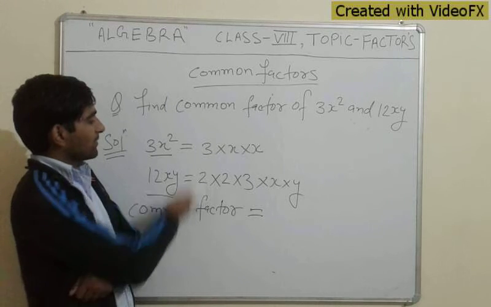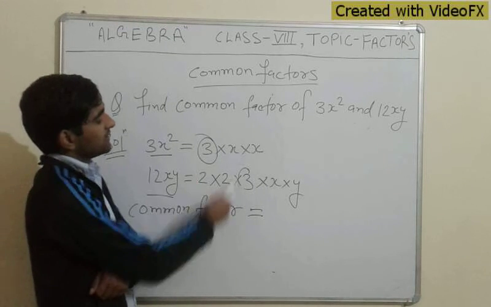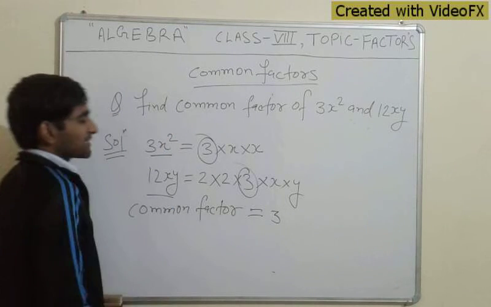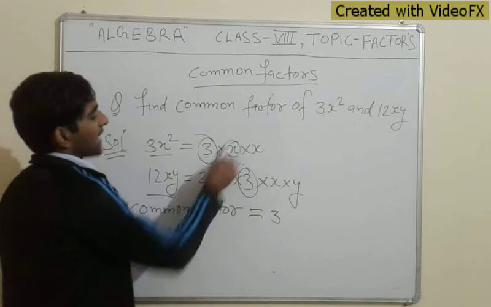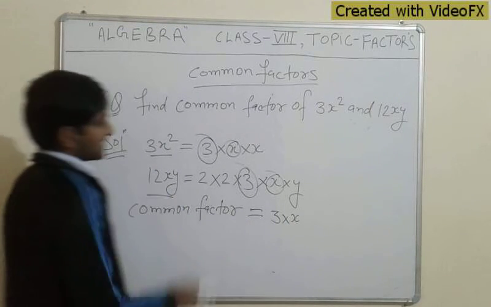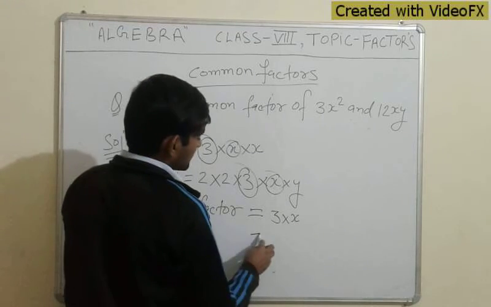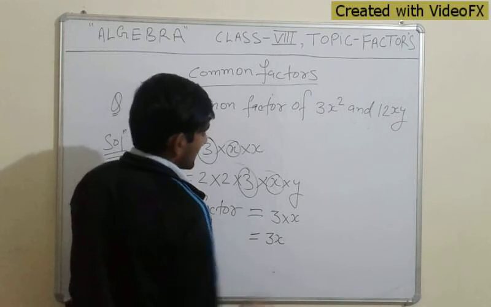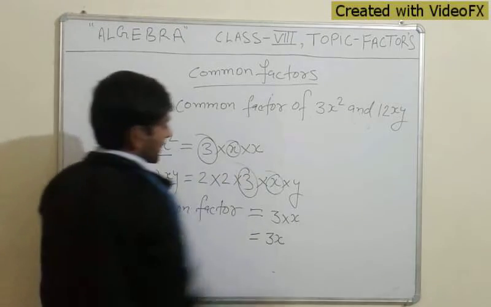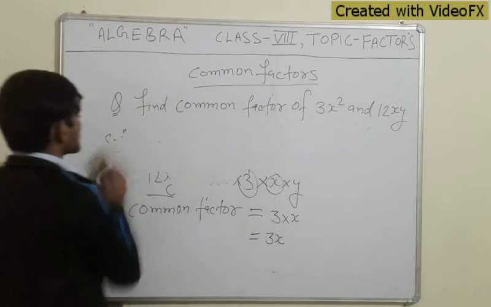So what is common in both? We can choose 3. Okay, write 3 here. Then what is next common? Also x is common. So write here x. Is there anyone else common? No, there is no one common. Then you can write only 3x. So the common factor of 3x square and 12xy is 3x. Next question.